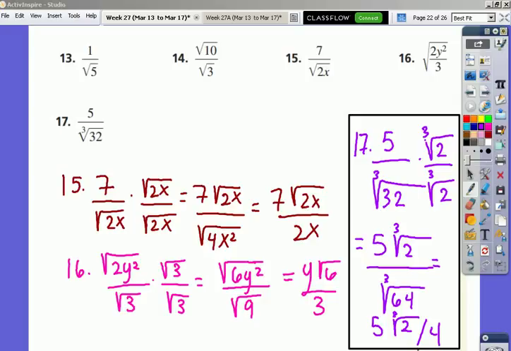You have several days to work on the next assignment. Work on the ones we've done so far. Save the rest for tomorrow's lesson.